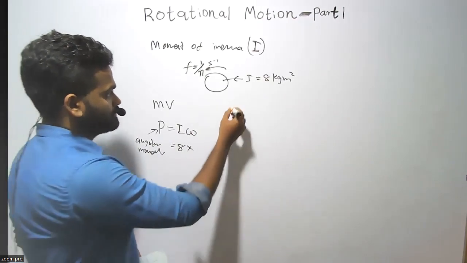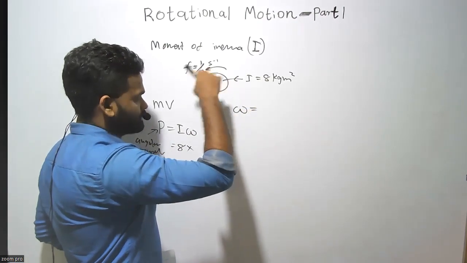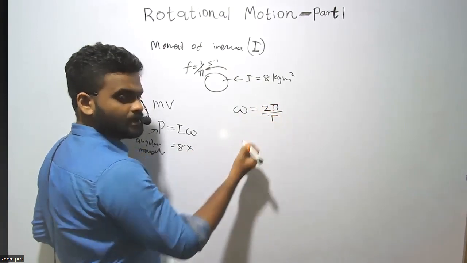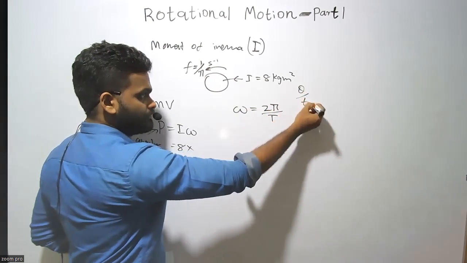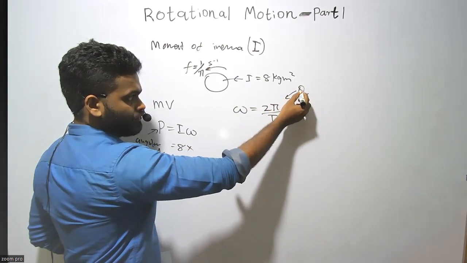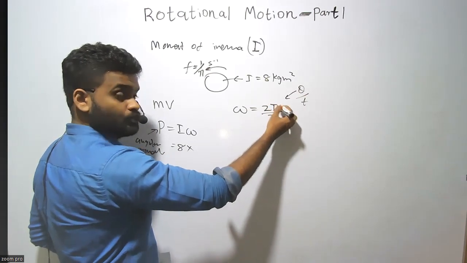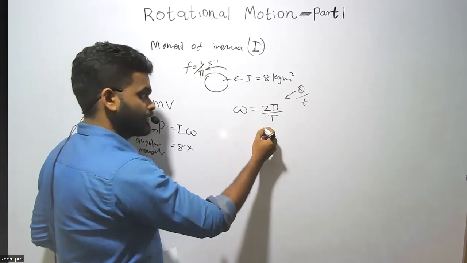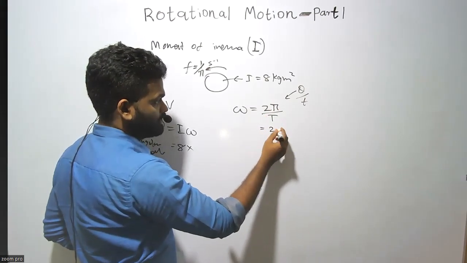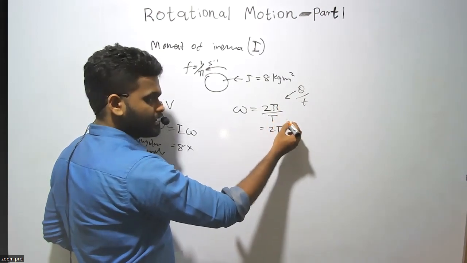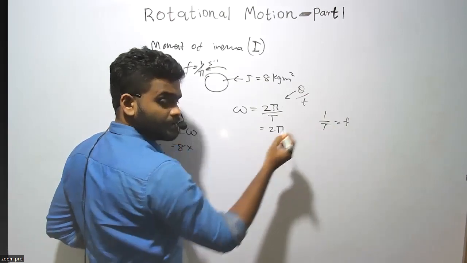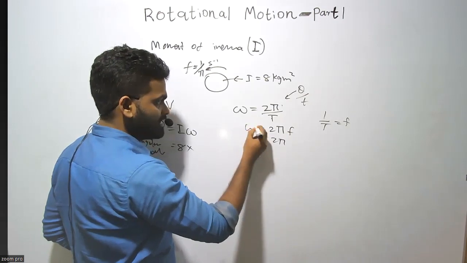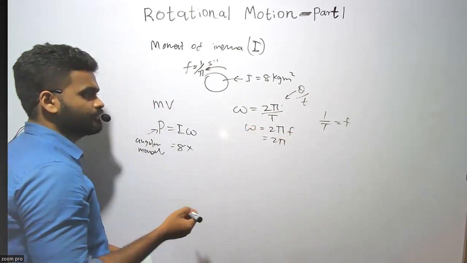So omega, this is a constant velocity, right? So omega is what? 2 pi divided by capital T. This is theta over time. So to complete one rotation, 2 pi, you need a time period, right? So that time, we call capital T. So instead of this, 1 over T is what? Frequency, right? 1 over T is frequency. Instead of 1 over T, I can put frequency here. So omega is equal to 2 pi f.